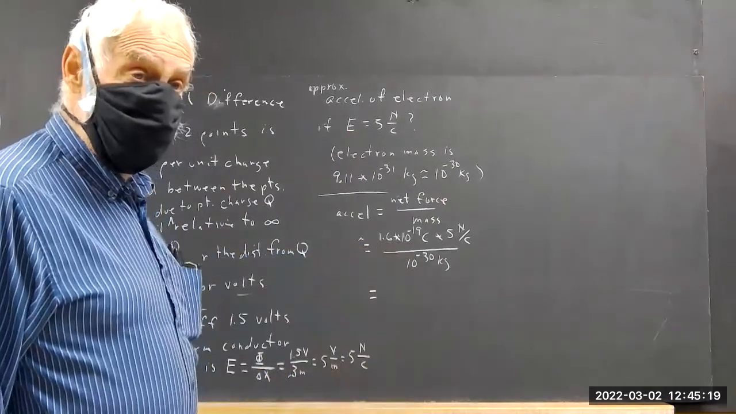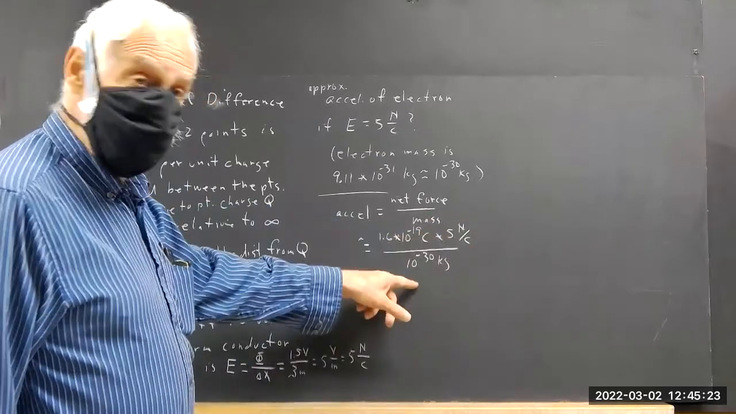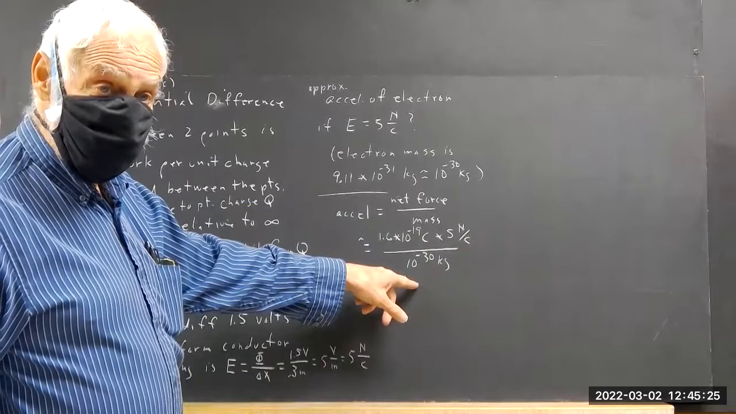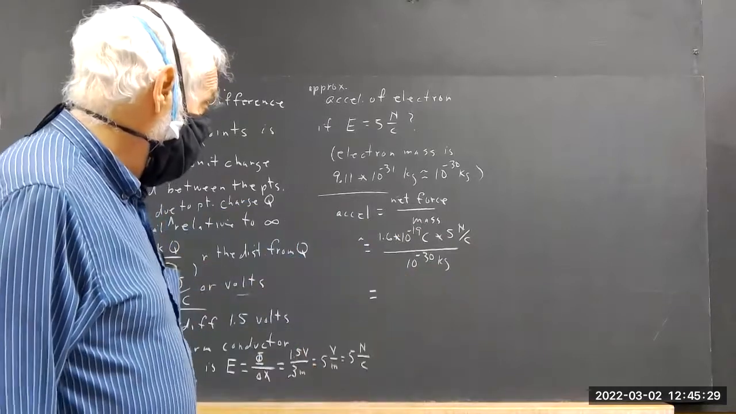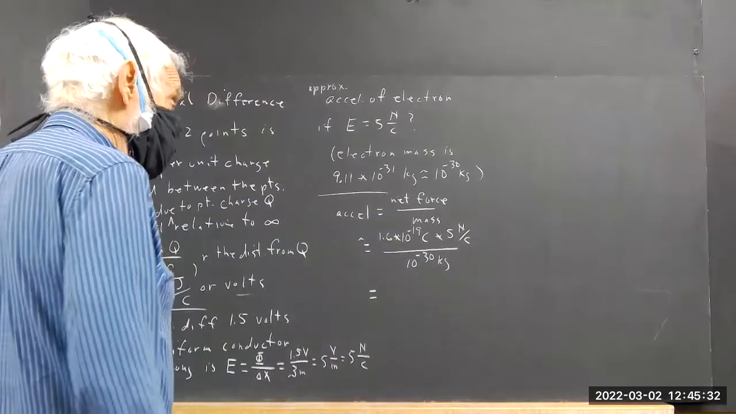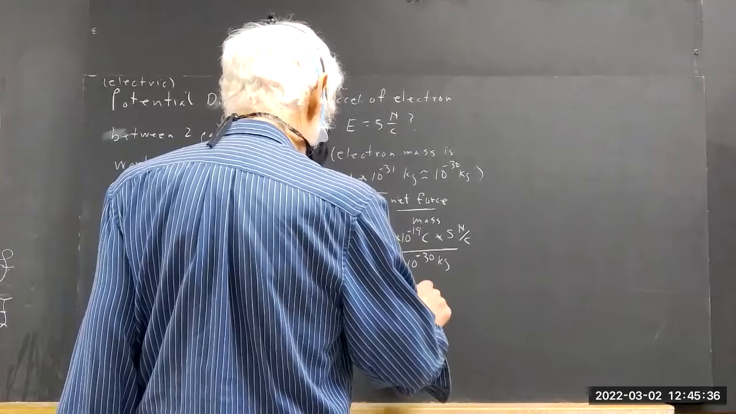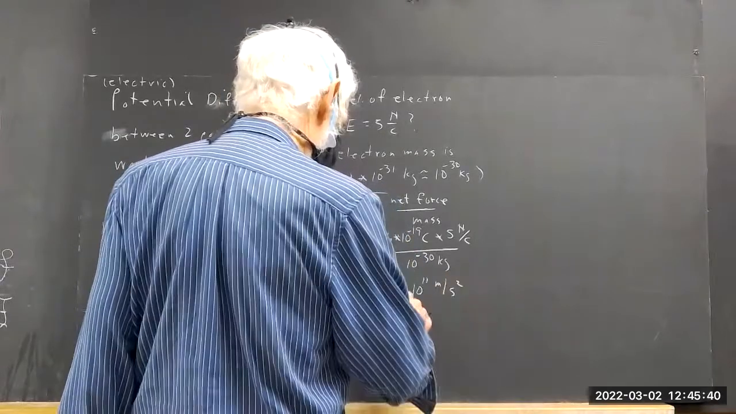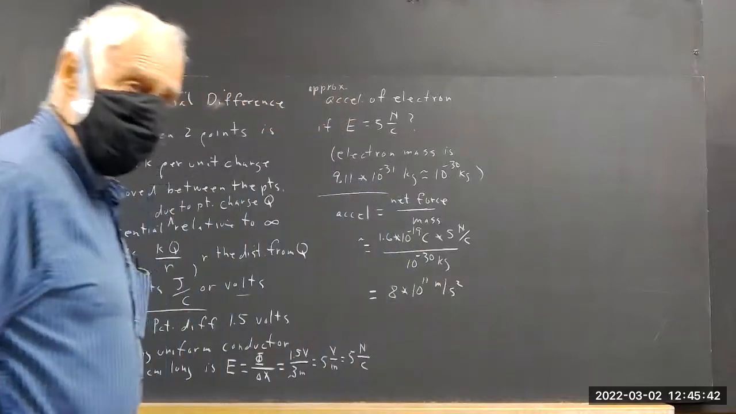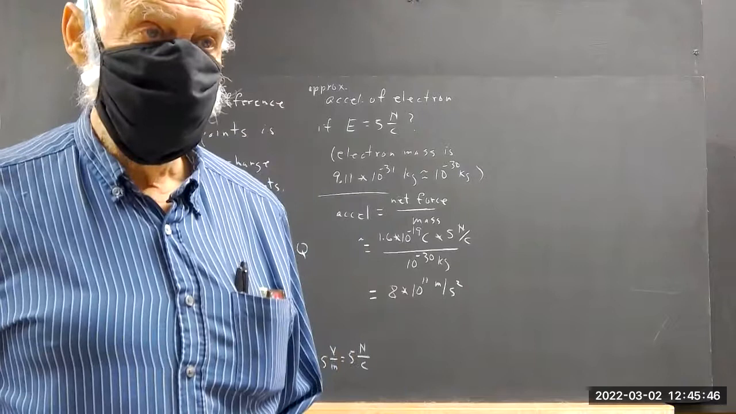1.6 times 10 to the negative 19th coulombs multiplied by the 5 newtons per coulomb gives you the force. And you divide that by the 10 to the negative 30th kilograms. And what do you get? You get 8 times 10 to the 11th meters per second squared. So in a second, the thing would be up to 8 times 10 to the 11th meters per second, right?